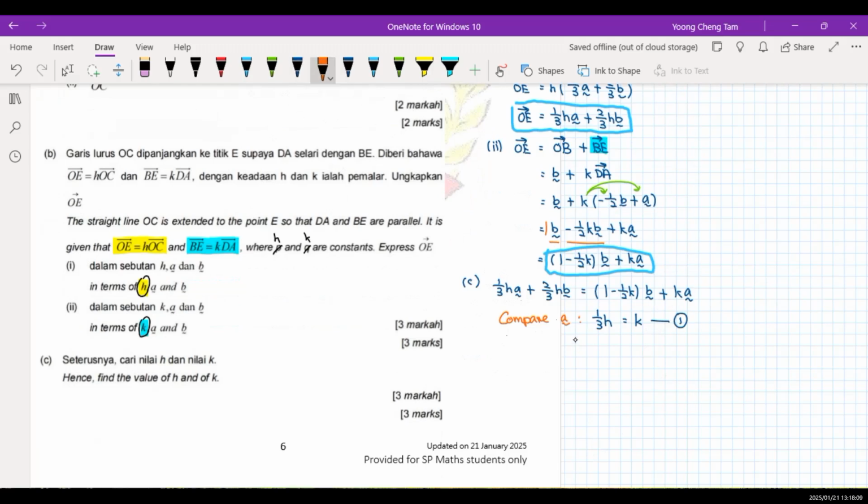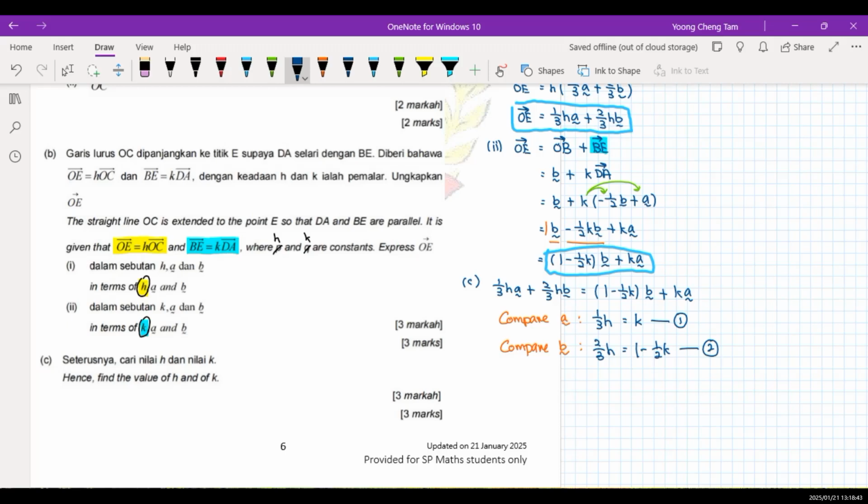Since we still have another vector, which is b, let's compare the vector b. For vector b, we have 2 over 3h on the left hand side, and on the right hand side, we have 1 minus 1 over 2k. So this is our second equation. Now you need to solve the simultaneous equations and find the value of h and k.